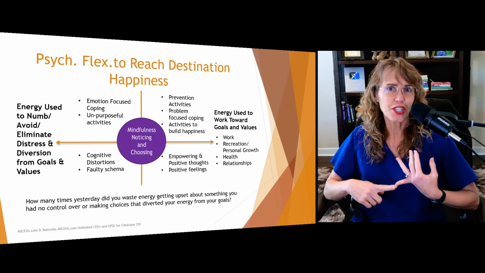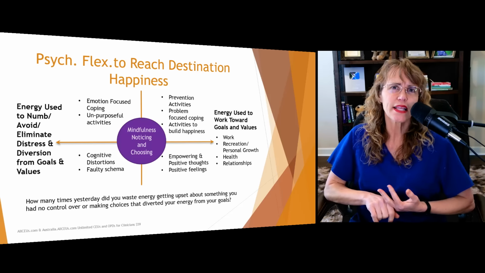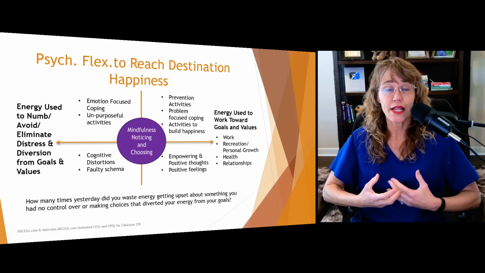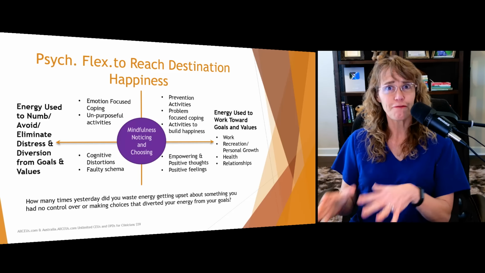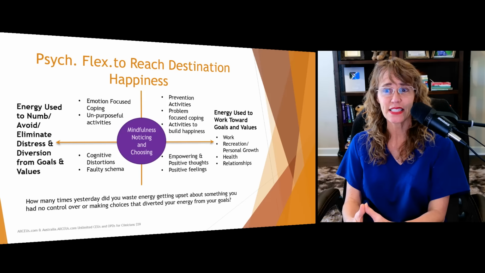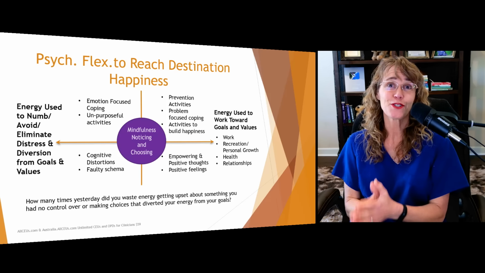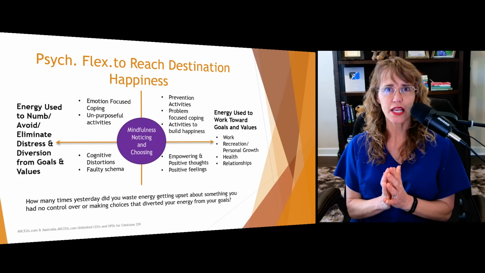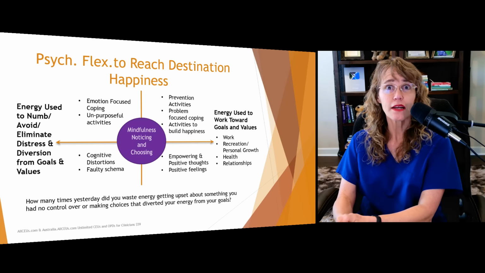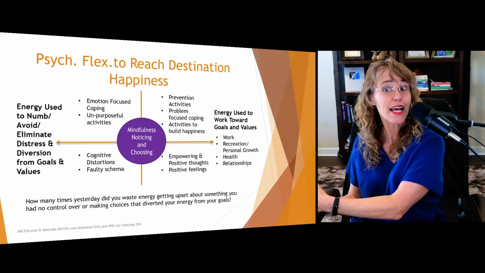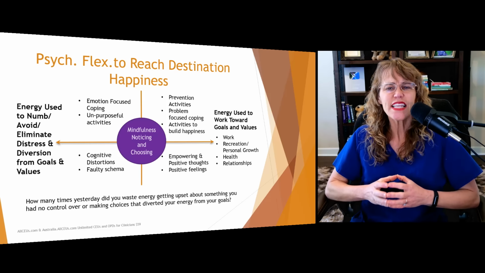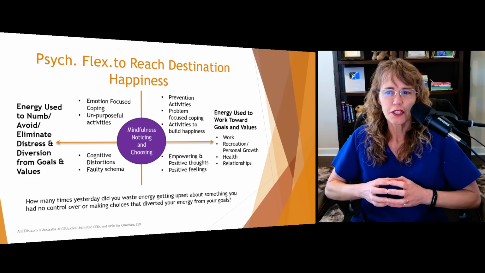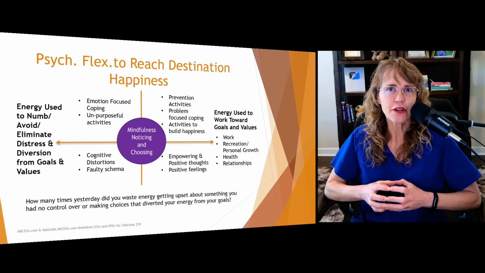Using cognitive distortions and faulty schema. And we've talked about that in a lot of other videos. A lot of times our schema, our shortcuts to interpret and perceive the world, are emotion-based instead of fact-based, which can lead to cognitive distortions. And it's important to help people recognize those and start adjusting their schema to be based on facts in this context at this time. Think about just yesterday. How many times did you waste energy getting upset about something you had no control over or making choices that diverted your energy from your goals?